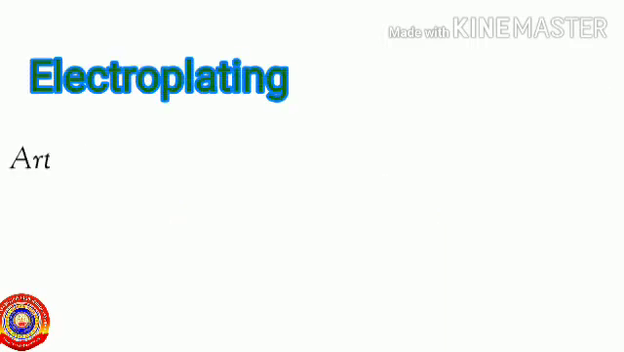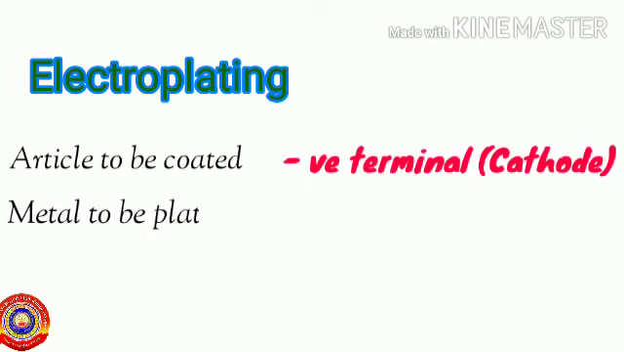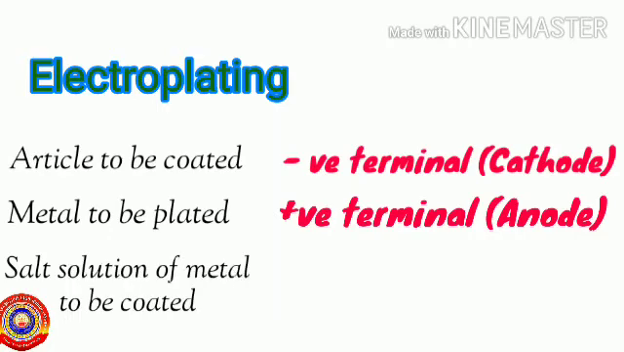During electroplating, the article to be coated is connected to the negative terminal of the battery. The metal to be plated is connected to the positive terminal of the battery. Remember, a salt solution of the metal to be coated is taken as the electrolyte.